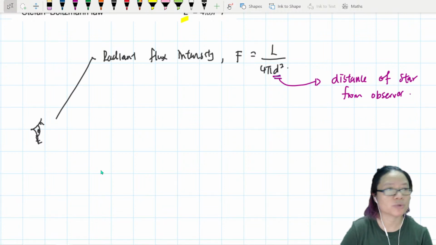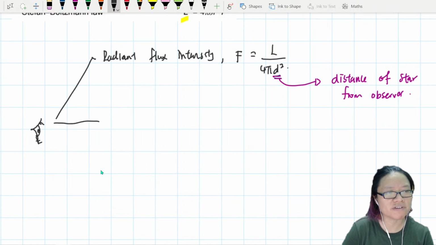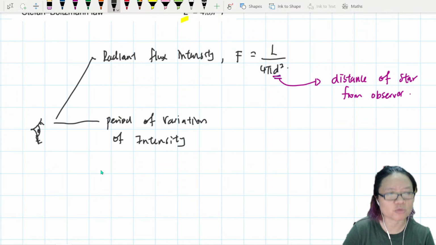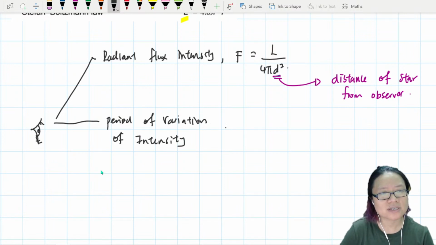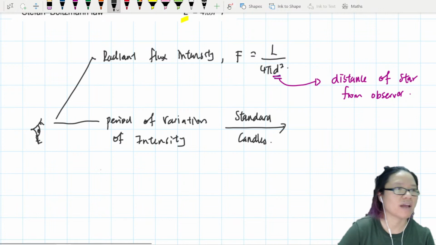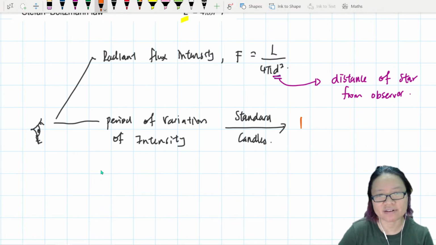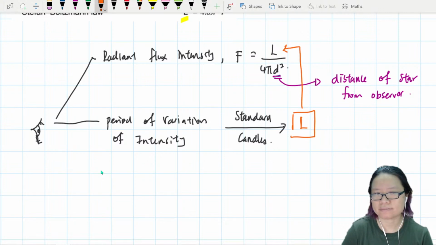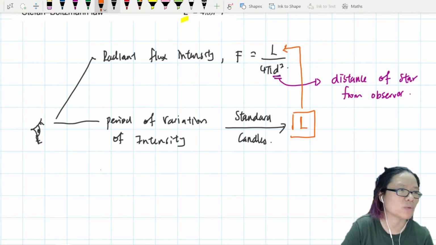Sometimes we will observe some period of variation of intensity, when it goes bright to dark to bright to dark. This is where we introduce the idea of standard candles. And from the graph, we can actually find L. And this L is something we can then plug into this equation to find d. This is the idea of standard candles, and this is the one that we did just now.